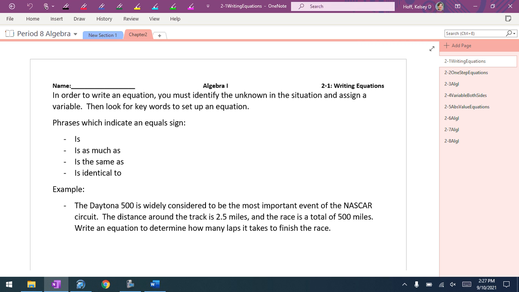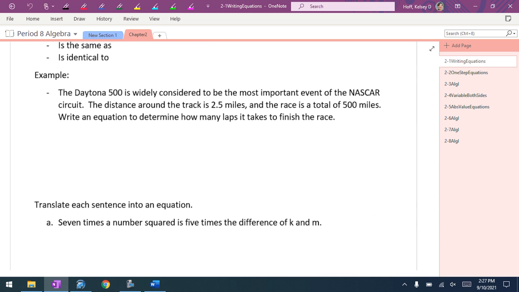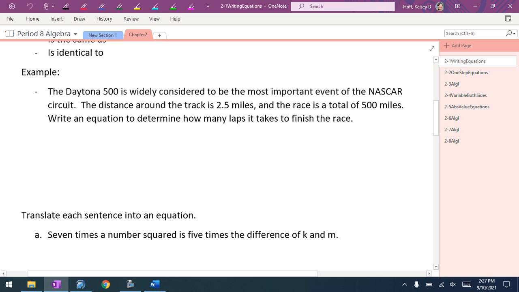Different phrases like that. The Daytona 500 is widely considered to be the most important event of the NASCAR circuit. The distance around the track is 2.5 miles, and the race is a total of 500 miles. Write an equation to determine how many laps it takes to finish the race.